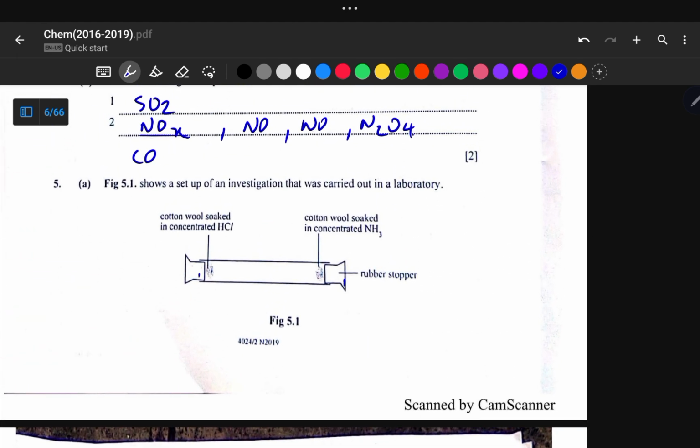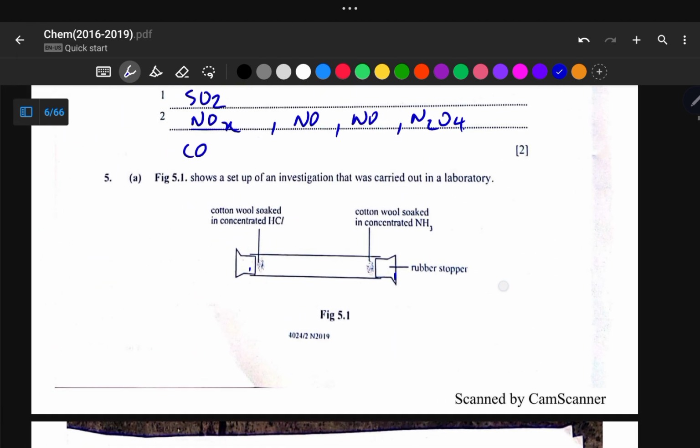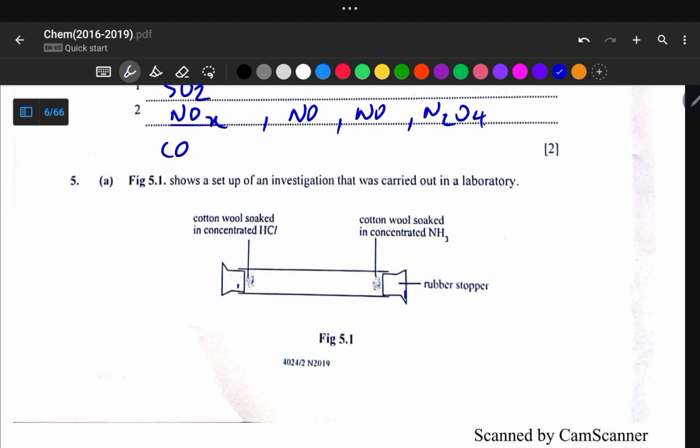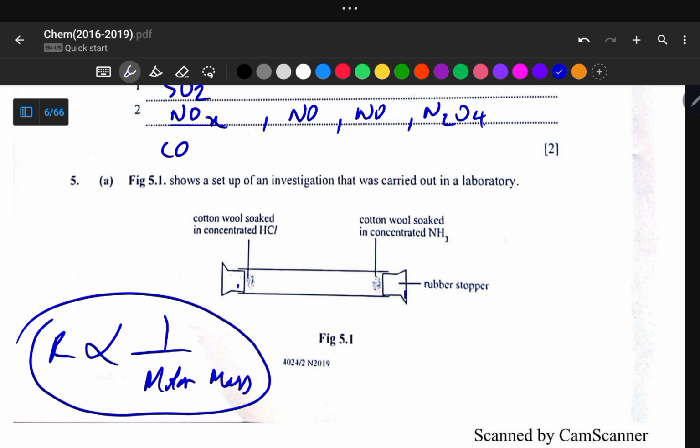So the observation, this question is from the topic of diffusion. So you're being examined on the rates of diffusion, the factors which affect diffusion. So according to, say, Graham's law of diffusion, the rate of diffusion is inversely proportional to molar mass, right? So if the mass increases, the rate of diffusion decreases, and if the rate of diffusion increases, we have a smaller mass, or the particles in question are lighter in mass, right?